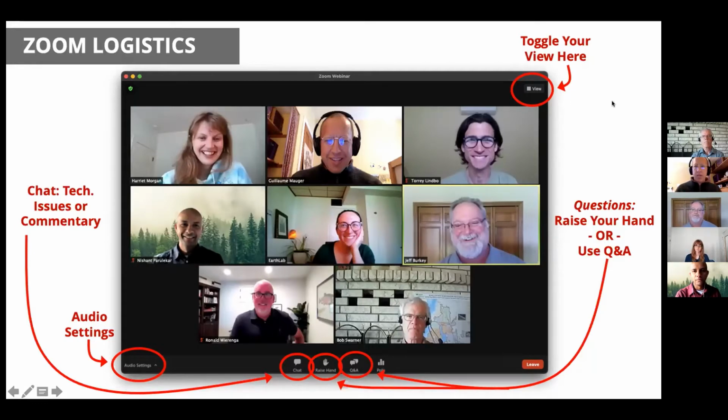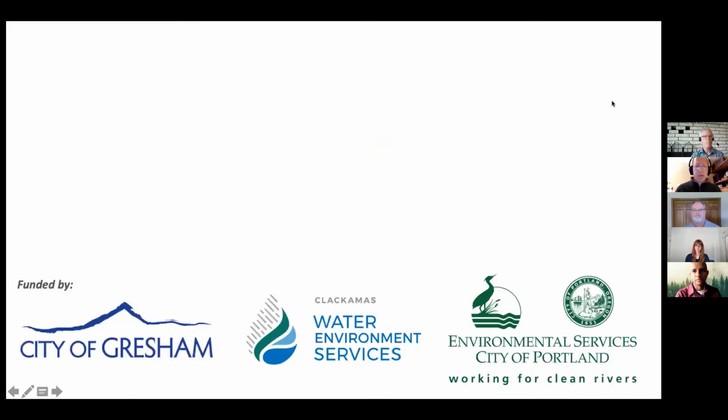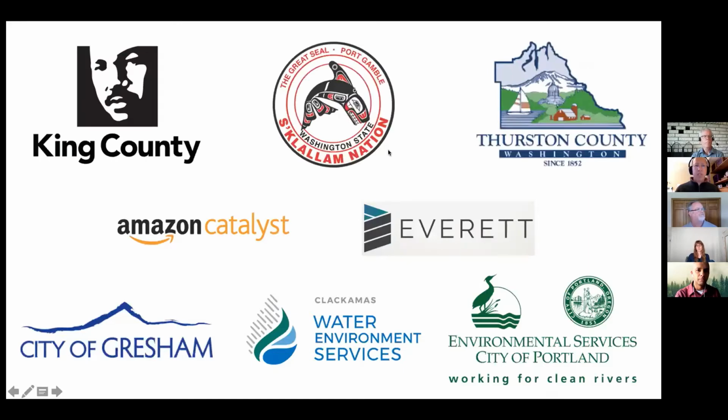All right, so that's the Zoom logistics. I also wanted to highlight, so the latest work has been funded by those 3 jurisdictions highlighted there on that first slide and at the bottom here. But this builds on a whole bunch of other work funded by a number of other organizations shown up here. The bulk of the funding has come from King County and the Amazon Catalyst program, and we were able to build on that with funding from these other groups and jurisdictions.